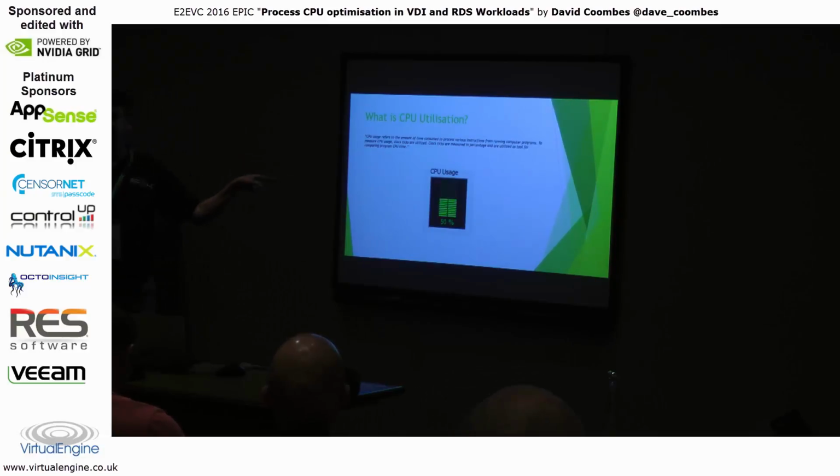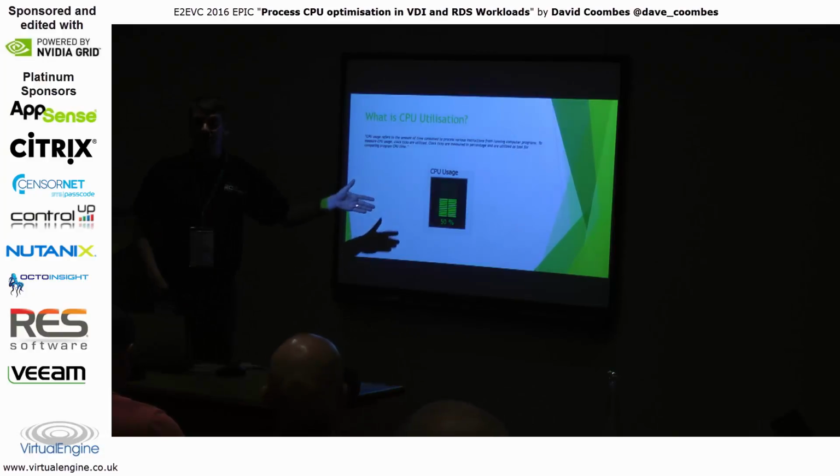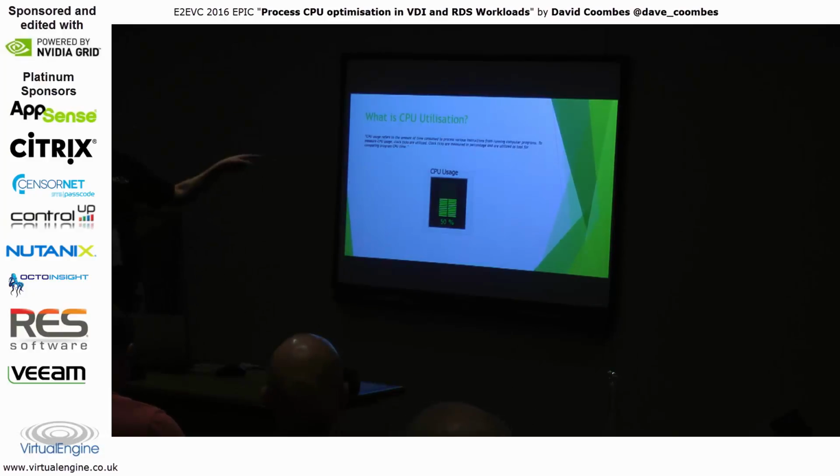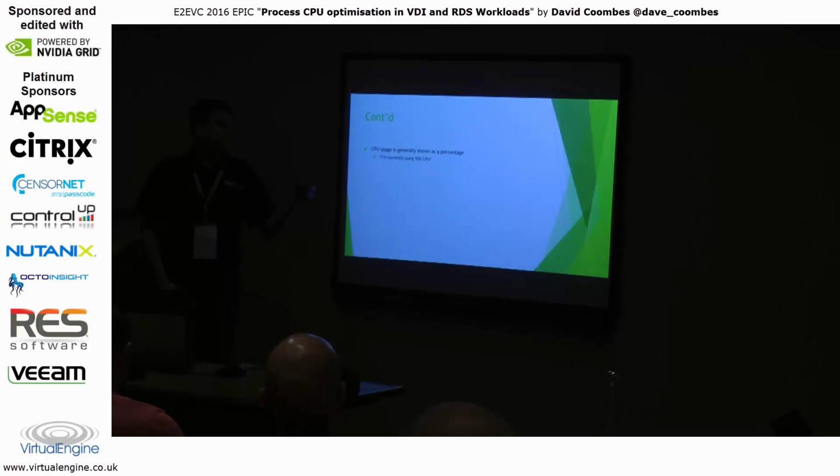This is CPU usage. Everybody knows it. It's the thing that everybody sees when they fire up Task Manager. If you want to know how much CPU I'm using, this is how much I'm using. And we all know CPU is generally shown as a percentage. Wherever you see it, whether it's Task Manager, your performance counters, or your monitoring tools, they'll all show CPU as a percentage.